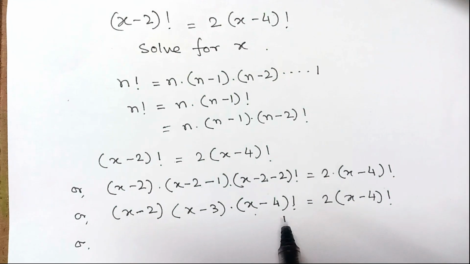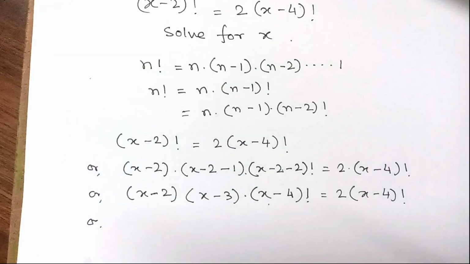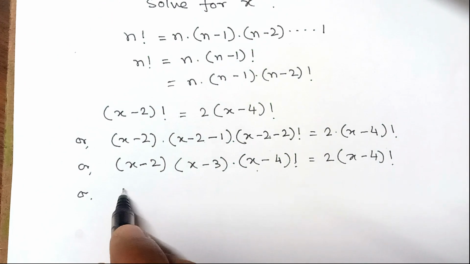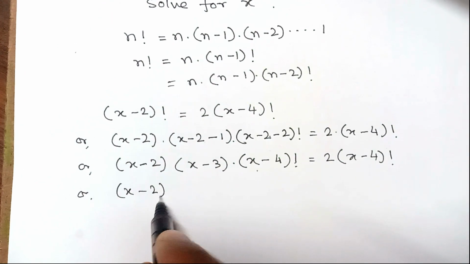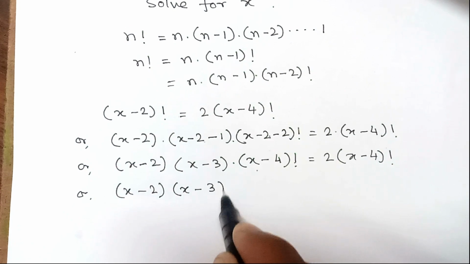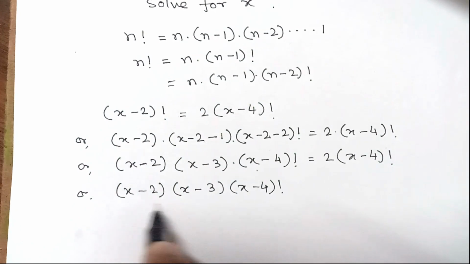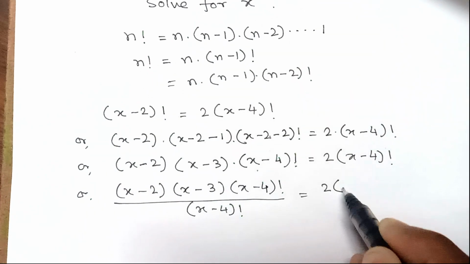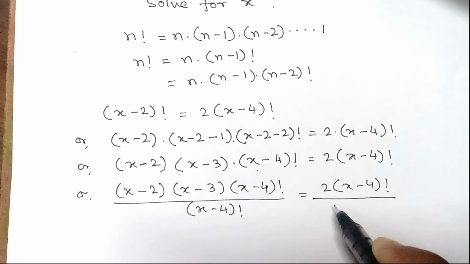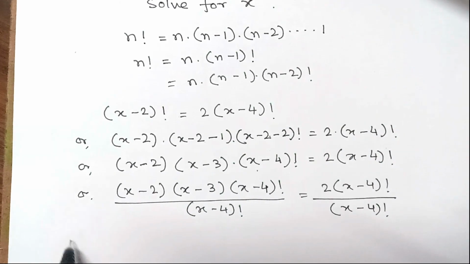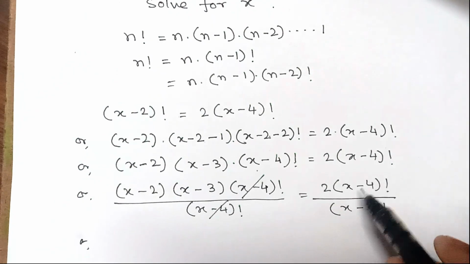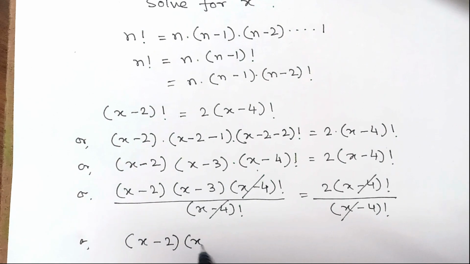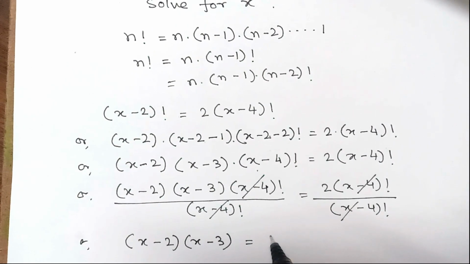Now this term is common in both sides of the equation, so we can divide both the sides by (x − 4)!. So what we get is (x − 2)(x − 3)(x − 4)! divided by (x − 4)! equals 2 × (x − 4)! divided by (x − 4)!. So here this will be cancelled out and this will also be cancelled out. So what remains is (x − 2)(x − 3) = 2.